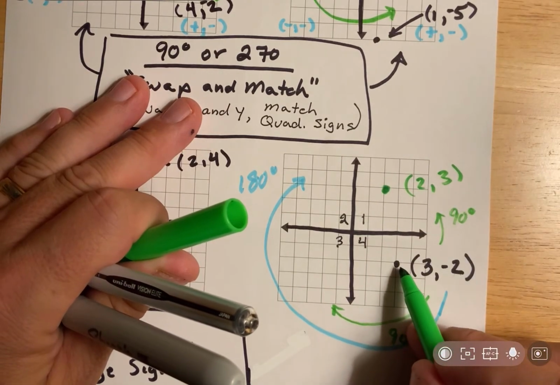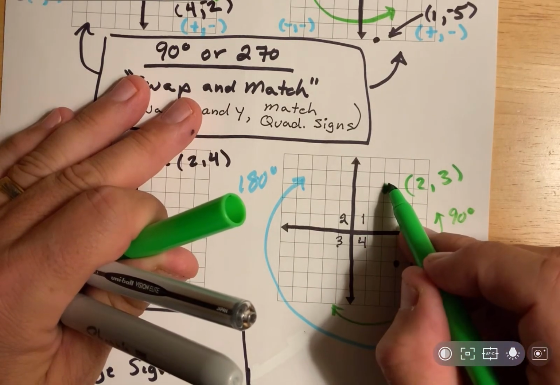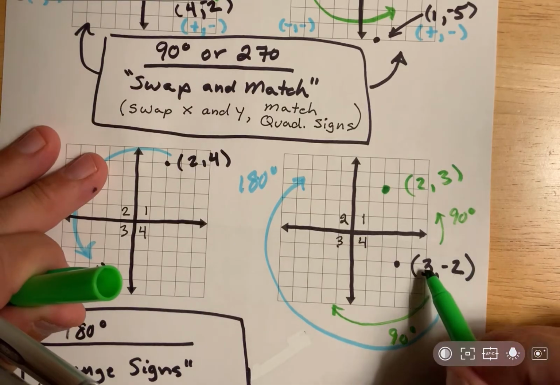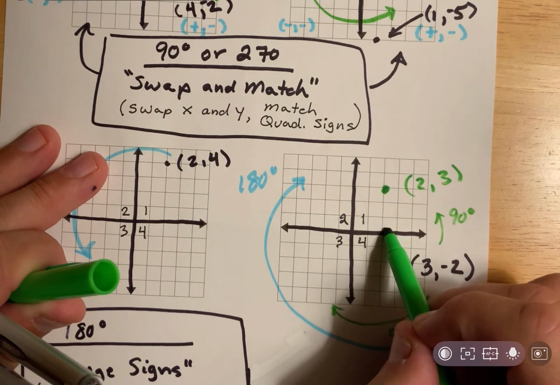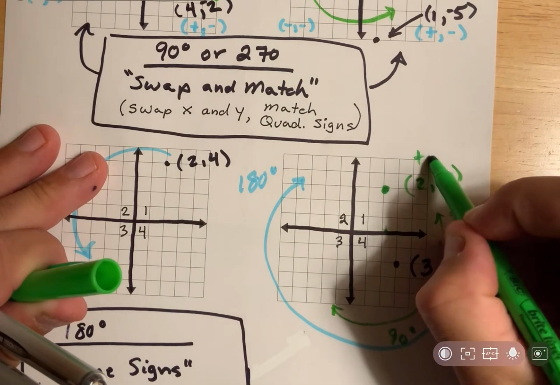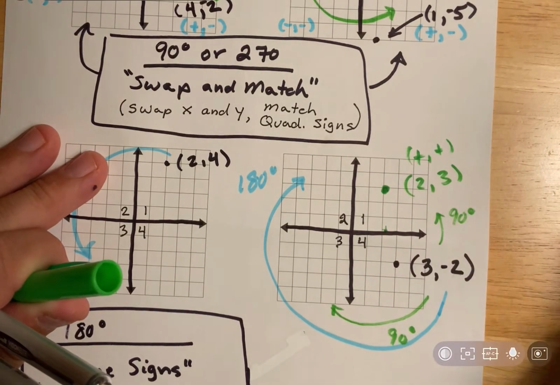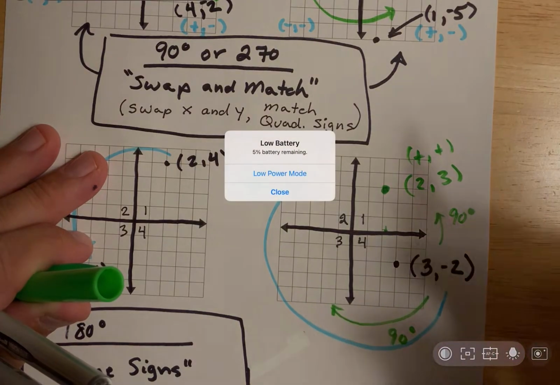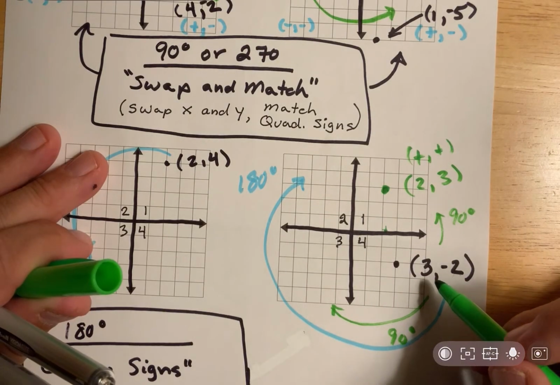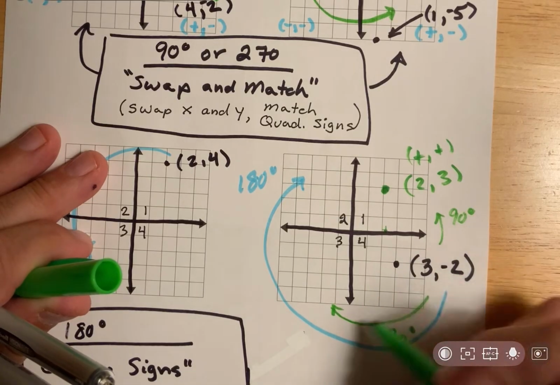If I rotate this dot 90 degrees where it ends up 1 quadrant away from where I start, you swap the numbers around and then match the quadrant signs. You're going +2 to the right, up 3, positive, positive. Hopefully you see that. If I want to go backwards 1 spot, 90 degrees this way, that means I'm going to go backwards 90 degrees this way.